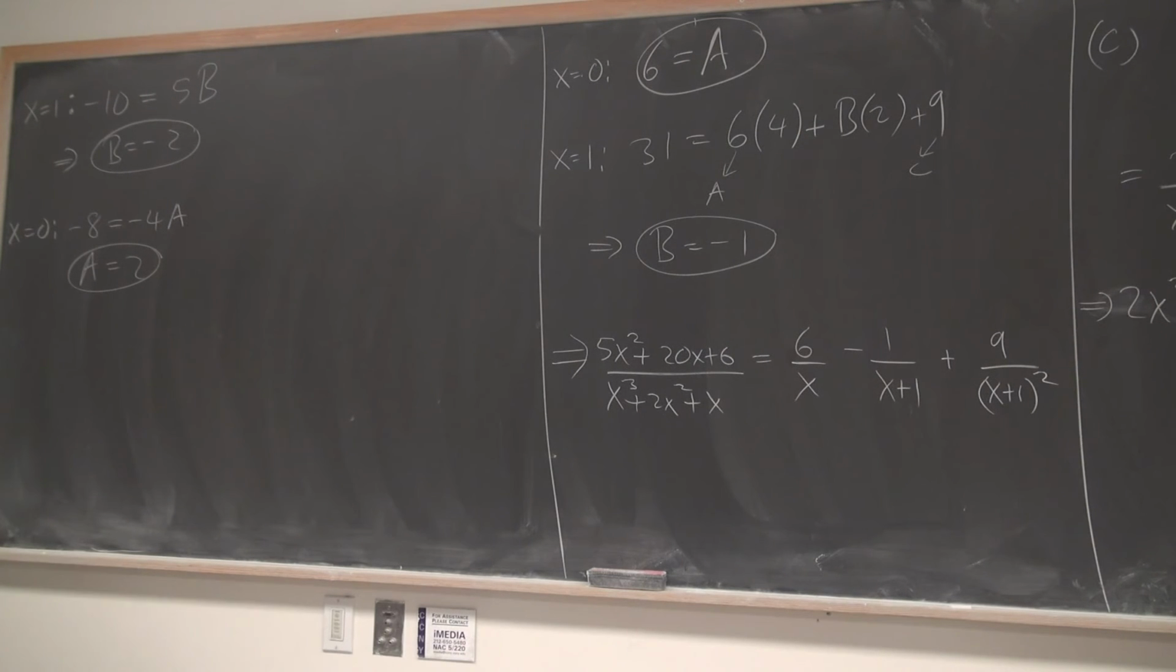There's nothing that will kill everyone except one guy. So at this point, just start plugging in random values. Try to keep the numbers small because we don't want to kill ourselves. What's another value you try? Negative 1.